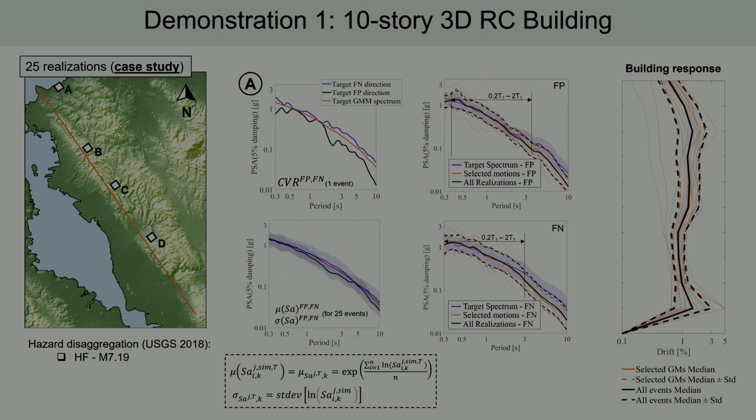Now, in this first plot, we provide an example of how we calculate the CVR based on one specific event.